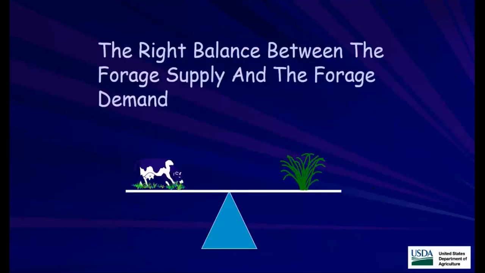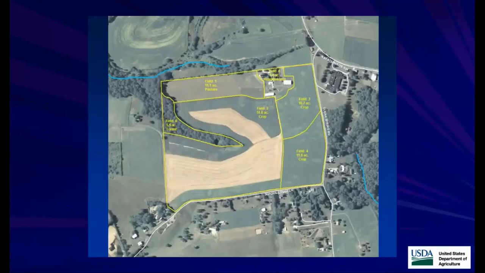So in our planning, we're really trying to find the right balance between the forage supply in that phase 2 and the amount of forage demand that we have coming from the livestock. And when we're looking at planning a system, we may have an aerial photo such as this where we've got a field that's already pasture, but maybe it's not been managed, or maybe it's only been slightly managed.